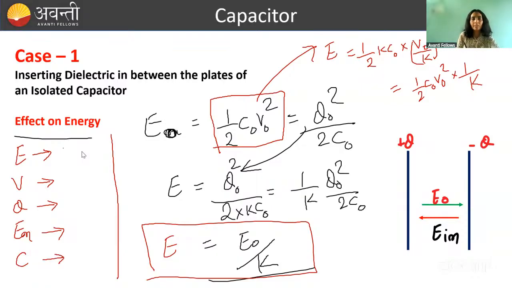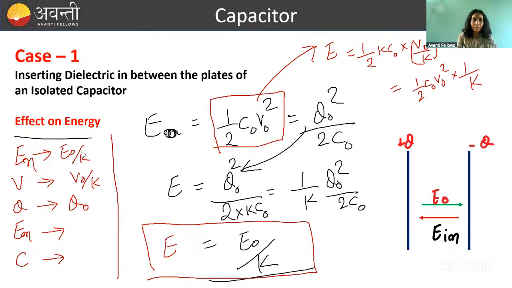Okay, so energy became what? K times it got decreased. Potential, it also got decreased by K times. Charge, it remained constant. Same. इसमें energy मैंने यहाँ लिख दिया. Electric field भी तुम्हारा K times घटा था.